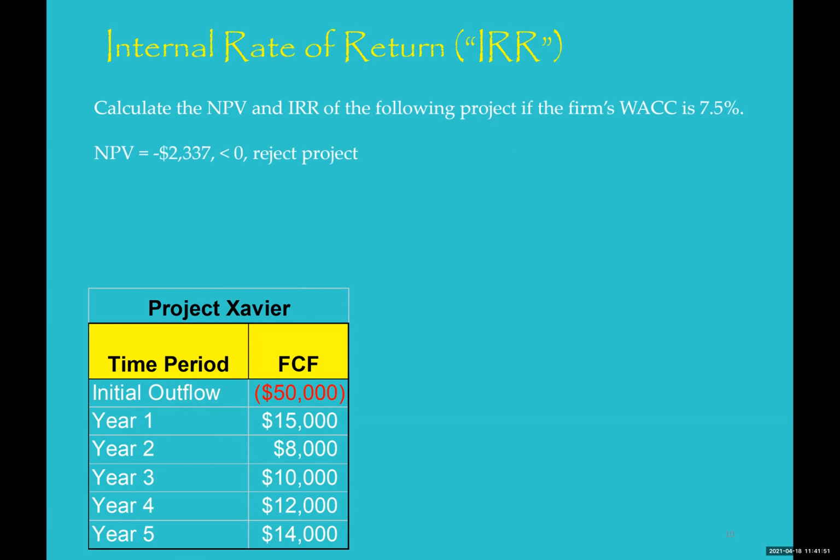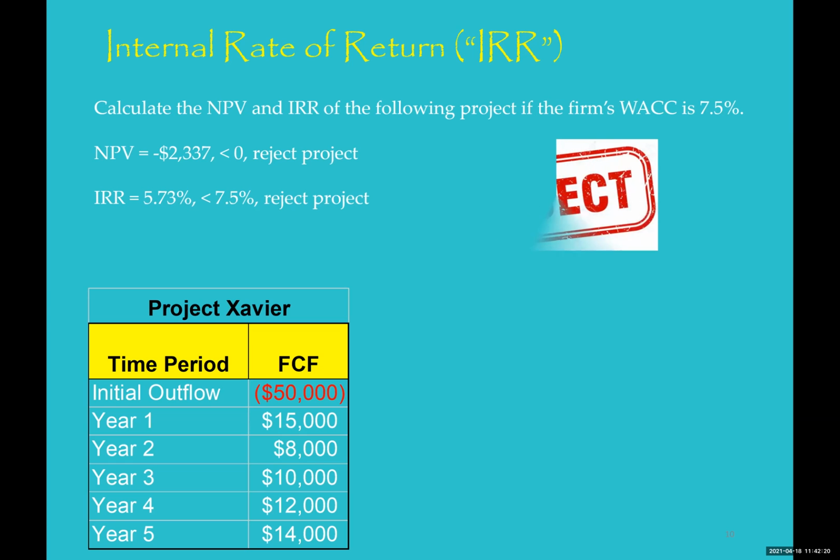For Project Xavier, notice that using the NPV to evaluate the project, the NPV is negative, and we reject any project that has an NPV of less than zero. So on that basis, we would reject the project. But when we look at the IRR, the project is 5.73%. Well, that is less than the cost to finance the project of 7.5%. And so therefore, we also reject the project. So notice NPV and IRR come at it two different ways in terms of evaluating the project, but both come to the same outcome: reject the project.